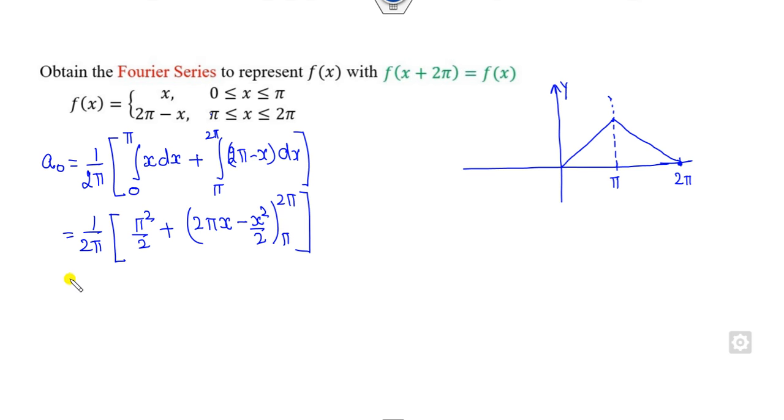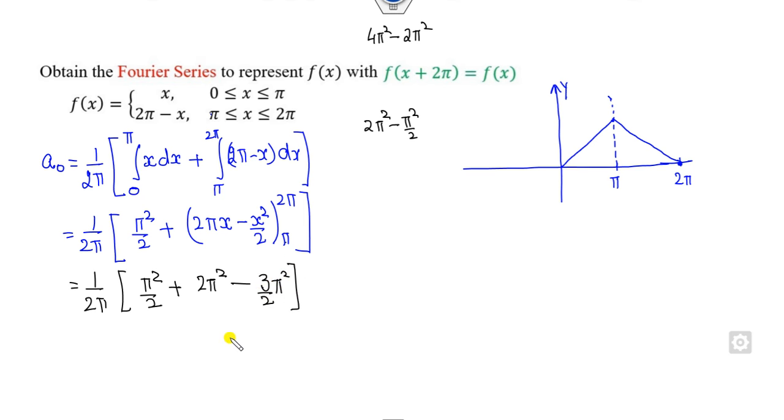So what are the integration limits of this? 1 over 2 pi, pi square over 2. When you substitute 2 pi, it will be 4 pi square, and when you substitute here, it will be 4 pi square by 2, that's 2 pi square. So that will be 2 pi square, minus, if you substitute the lower limit, it will be 2 pi square minus pi square by 2. So 4 minus 1, 3 over 2 pi square. Fine. So what is the answer of this? 1 over 2 pi, so it will be minus pi square, so it is pi square. So that answer is pi over 2.